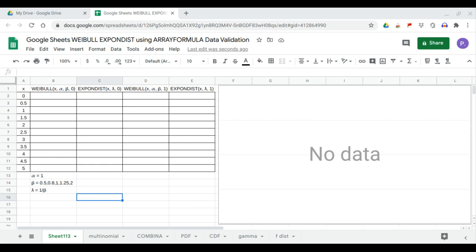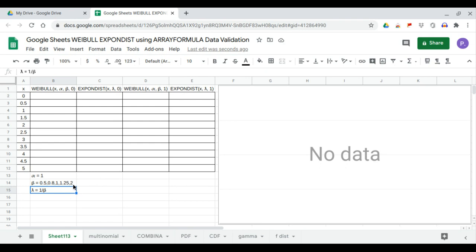The Weibull function and the EXPONDIST function are the same if alpha equals 1 in the Weibull function and lambda equals 1 over beta in the EXPONDIST. So alpha equals 1 in the Weibull function and lambda equals 1 over beta in the EXPONDIST.